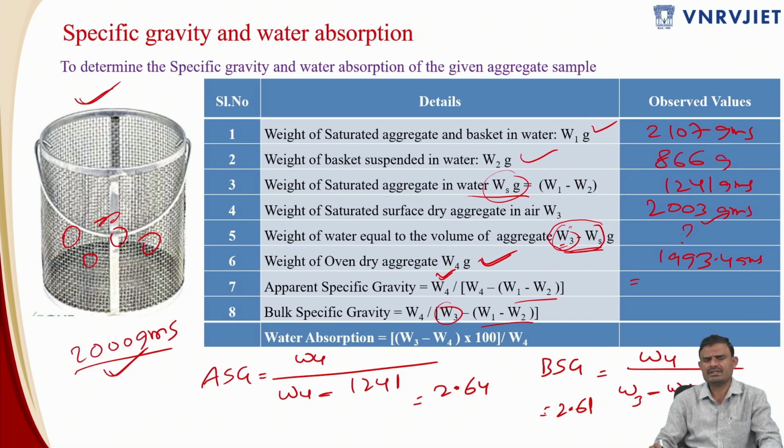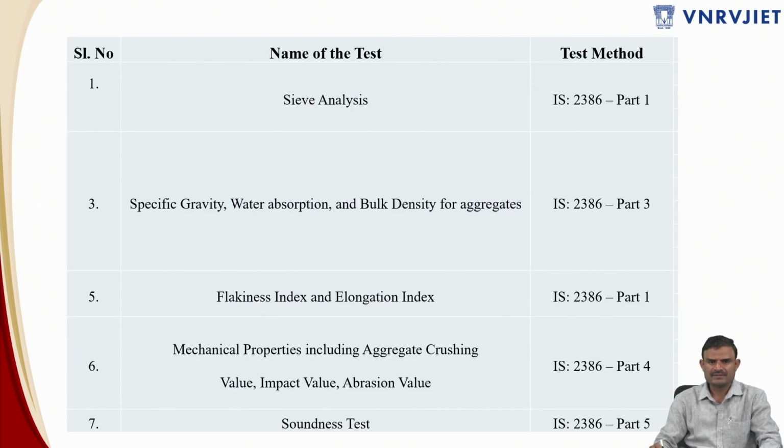This is what you have to understand: the difference between apparent specific gravity and bulk specific gravity. The formula is the same: weight in air divided by weight in air minus weight in water. But the weight in air in the denominator is subject to different volume conditions. If it is apparent specific gravity, then the volume should be the apparent volume of the aggregate. If it is bulk specific gravity, then you have to take the volume of the entire aggregate, which is represented only in the saturated surface dry condition.